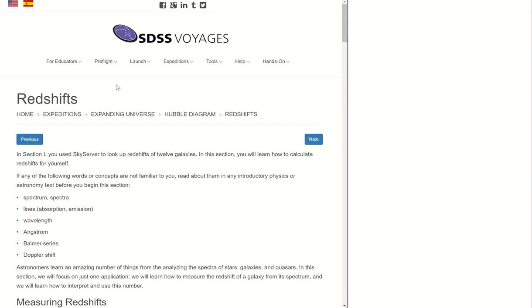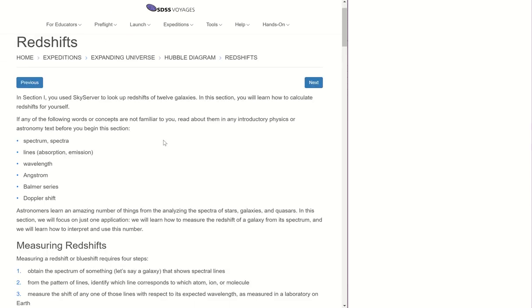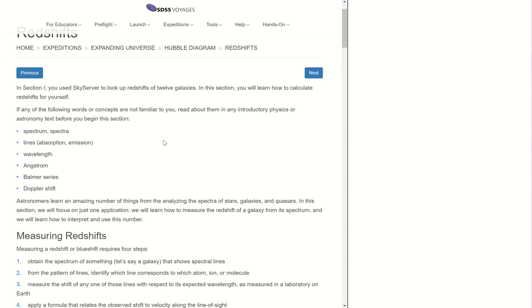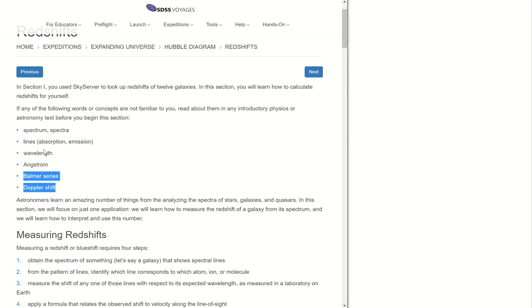Welcome back. Here's part three of our Sloan Digital Sky Survey Hubble Diagram Project. This is the redshifts section. And again, redshift is a way to figure out how fast a galaxy is moving away from us. All of these terms you should be comfortable with. We've gone over all of these, actually starting in the fall semester.